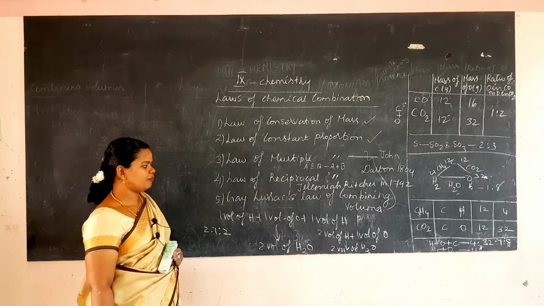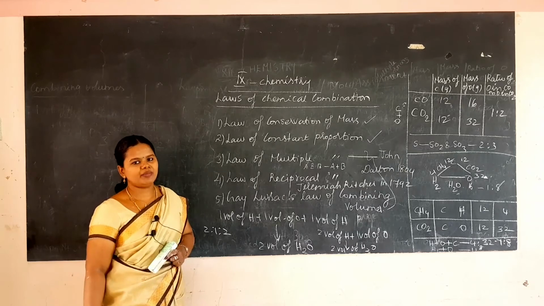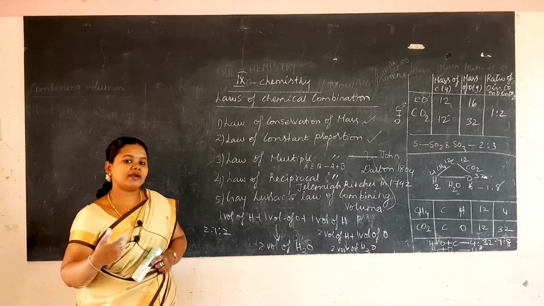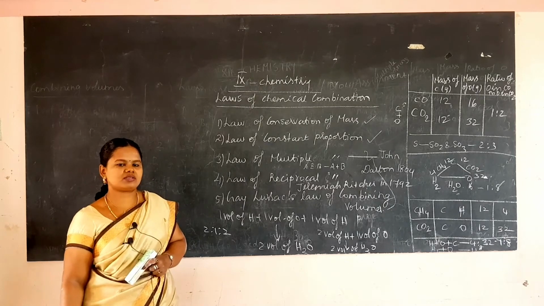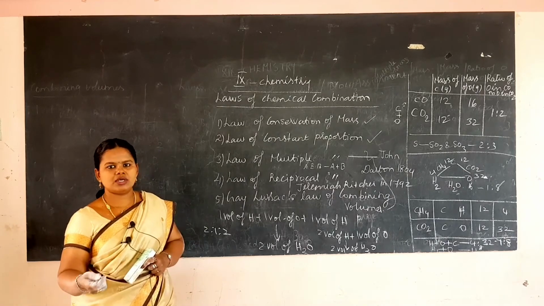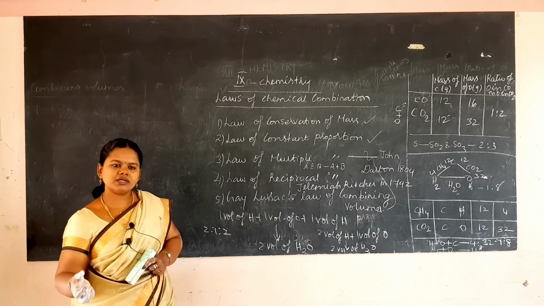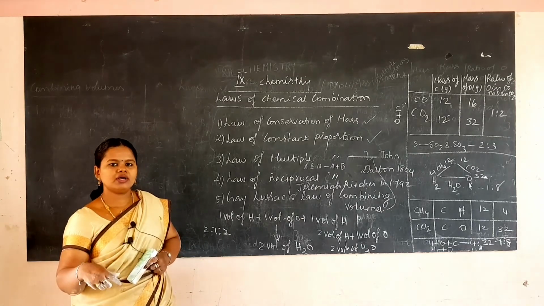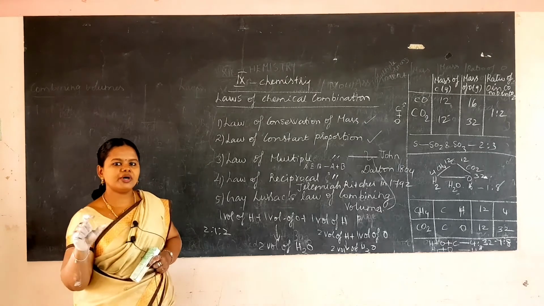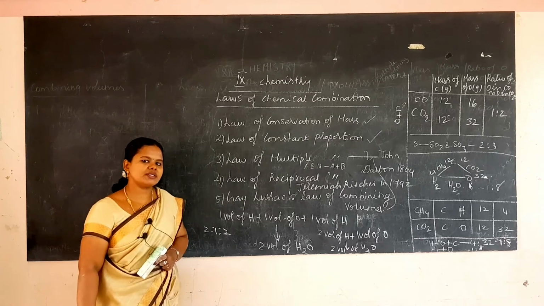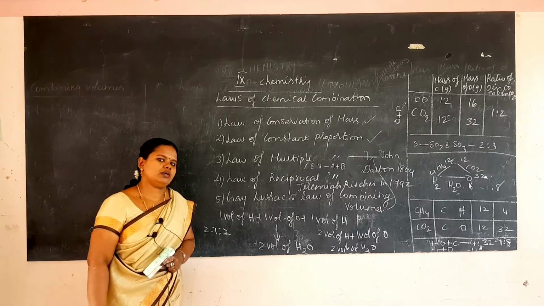Okay, now we'll see the quantum number. So when someone asks you to describe an address, you will tell the state first, then the city, then the street name, then the door number, then you will tell the particular person's name. So this is how you will describe the address.